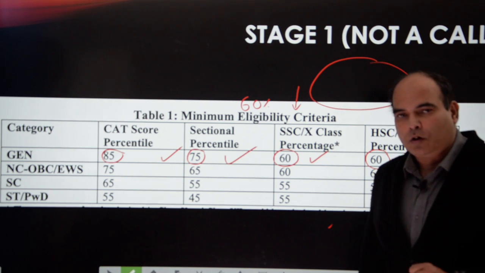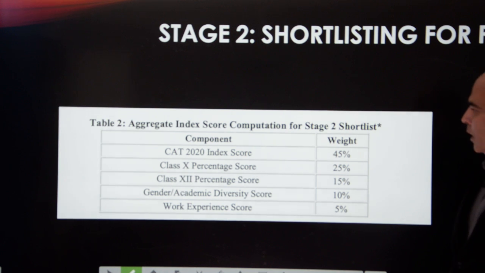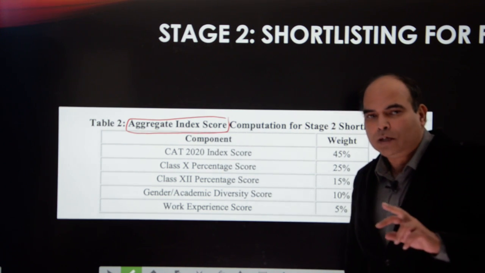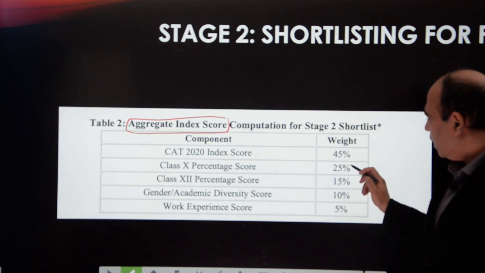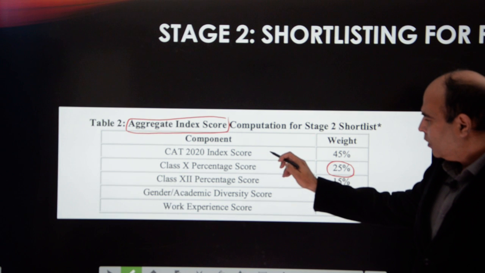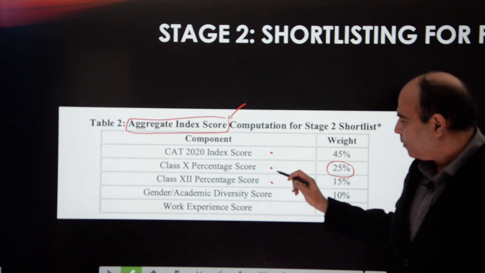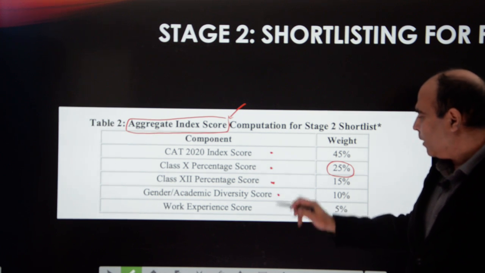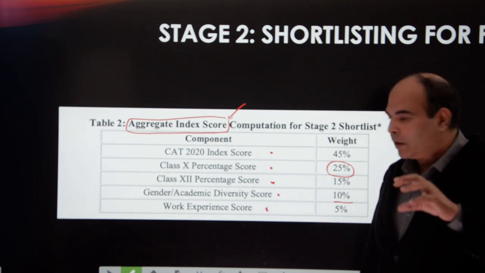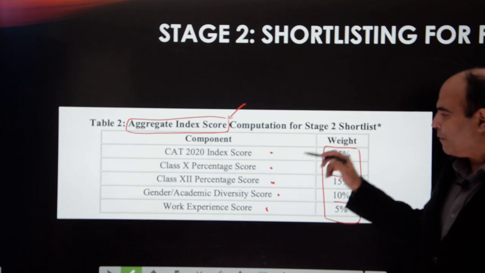Your score, what they call your index score, will get calculated in this situation. The aggregate index score is calculated based on these components. There's a little bit of change from the 2022 batch in the 21-23 batch. In the 2022 batch, the class 10 percentage score weightage was 30%. First let's look at the components on which they will decide your aggregate index score: CAT index score, your class 10th percentage score, your class 12th percentage score, your gender academic diversity score, which has a weightage of 10%, and your work experience score. They have introduced 5% marks for work experience, which was not there earlier. So this is 100% weighted, and your overall aggregate index score will be the weighted average of these 5 scores.